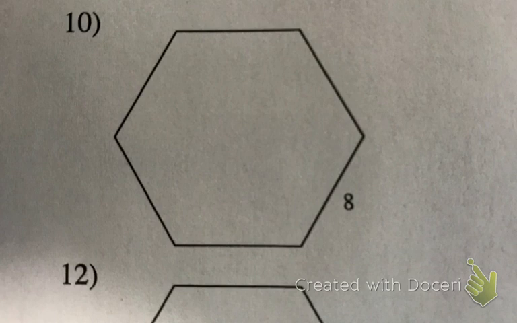So for this one, they've given us a side length. So 1, 2, 3, 4, 5, 6. Another hexagon. Nice. So perimeter we can find easily. 8 times 6. Okay. So our perimeter is 48. Done. But we don't know what our apothem is. So that's what we need to find.